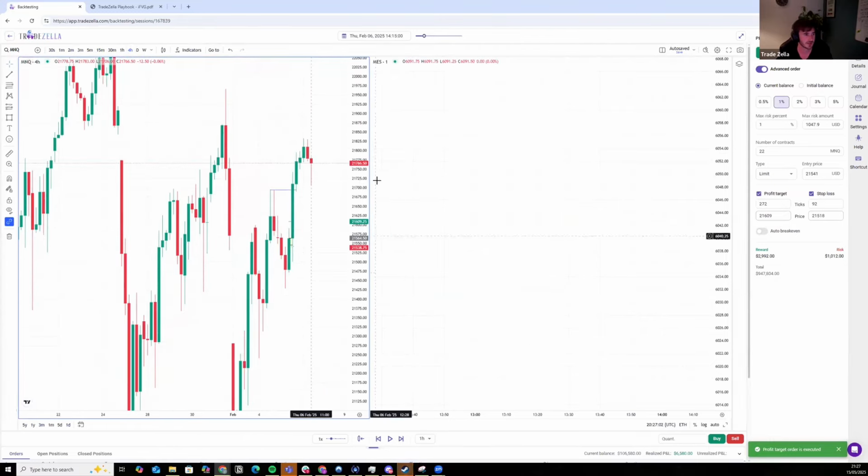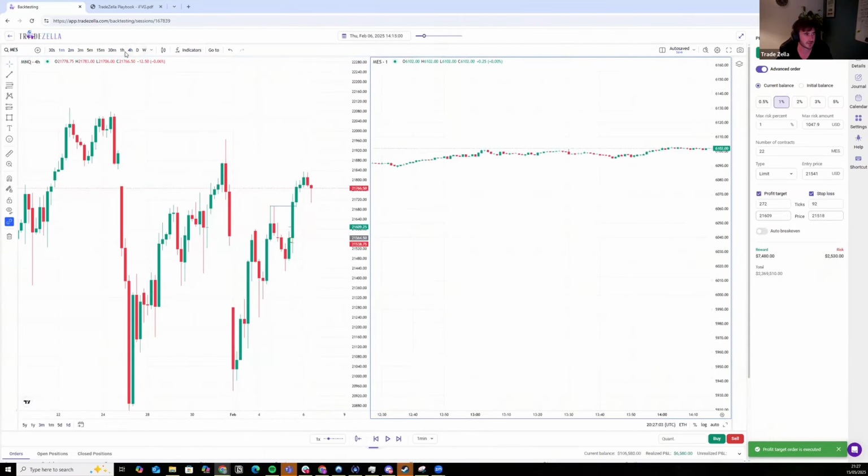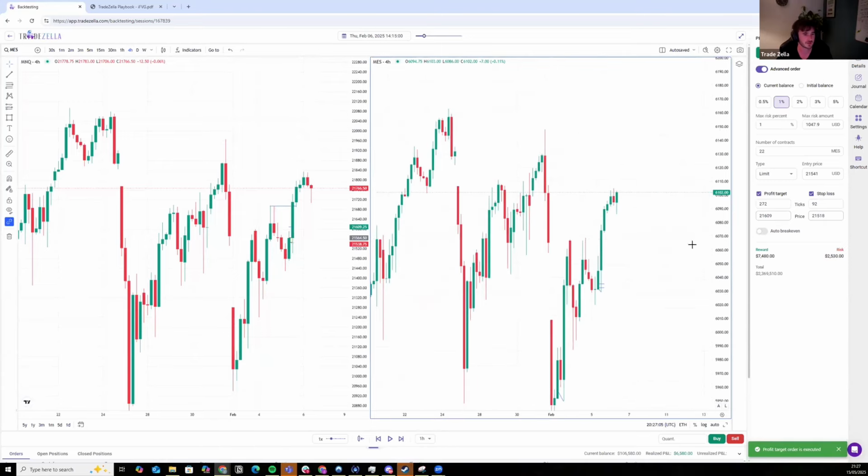So again, where's our draw on liquidity? First thing to decide: where do we want price to go for the day?